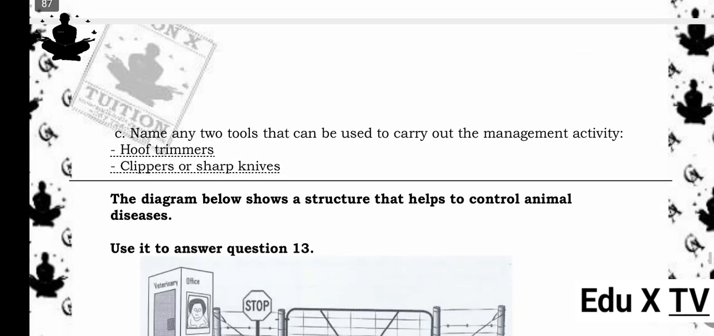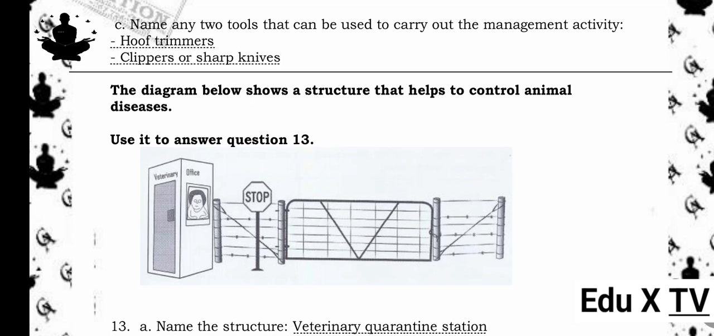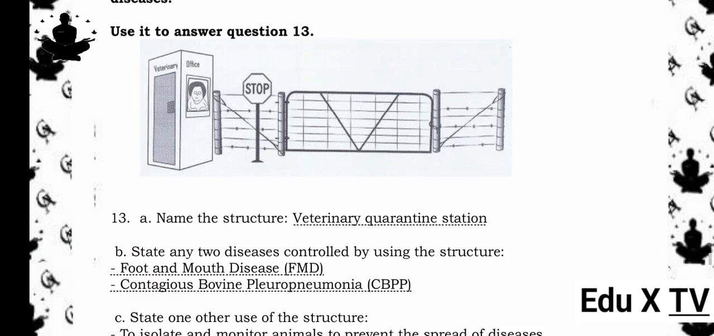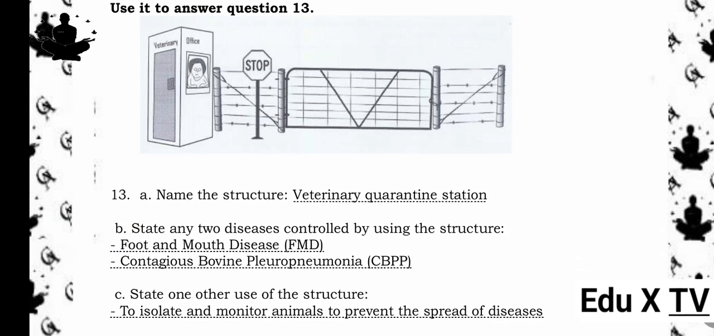C. Name any 2 tools that can be used to carry out the management activity. Hoof trimmers. Clippers or sharp knives. The diagram below shows a structure that helps to control animal diseases. Use it to answer question 13. 13. A. Name the structure. Veterinary quarantine station. B. State any 2 diseases controlled by using the structure.